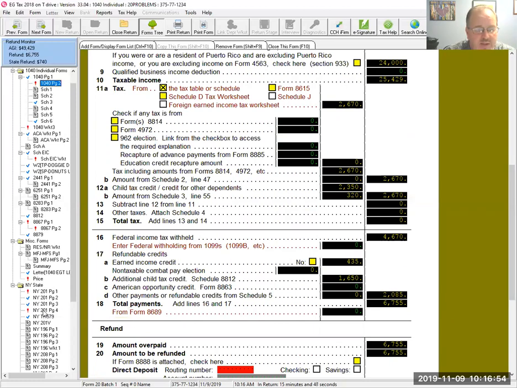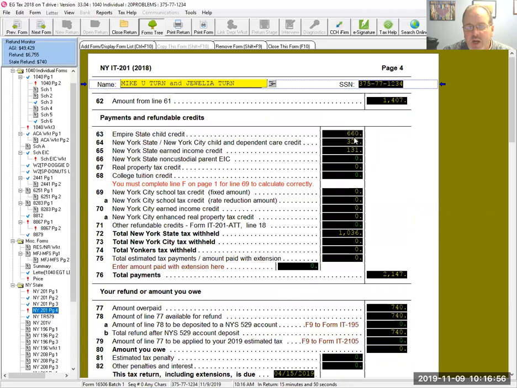If we look at the state, they have their child tax credit there, or the Empire credit they call it, another $320 for their dependent care, some earned income credit, and a withholding. So that leaves them a $740 credit on the state side. All right, so that gets us through that problem on chapter 7.